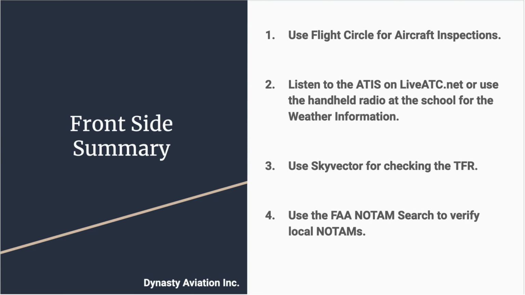So to summarize the front page of the briefing sheet: number 1, we'll use the flight circle for aircraft inspections. Number 2, we'll listen to the ATIS on liveatc.net or use the handheld radio at the school for the weather information. Number 3, we'll use the SkyVector website for checking the TFR. And number 4, we'll use the FAA NOTAM search website to verify the local NOTAMs.